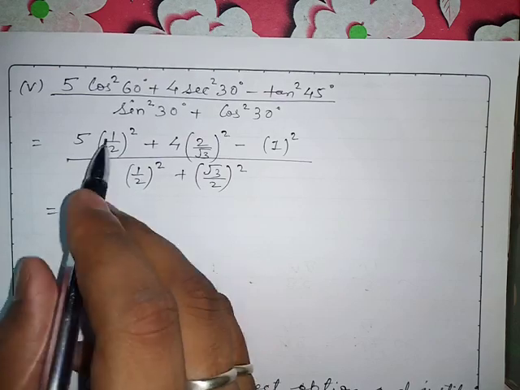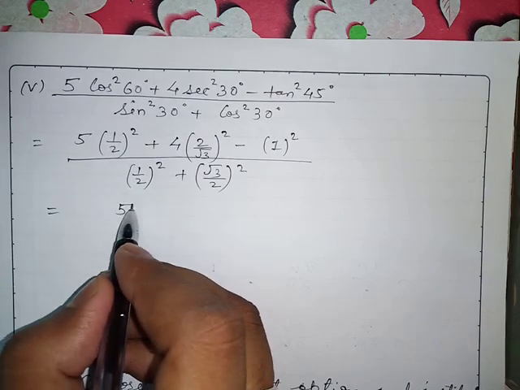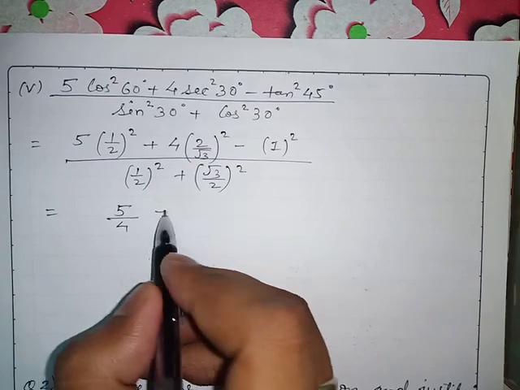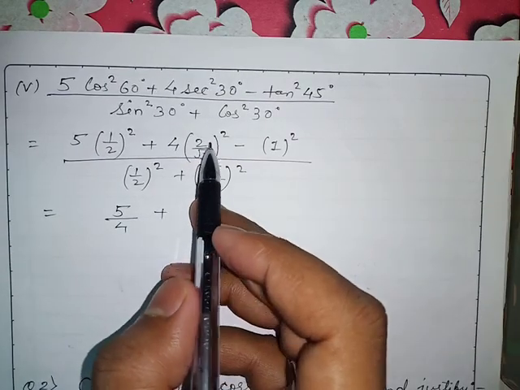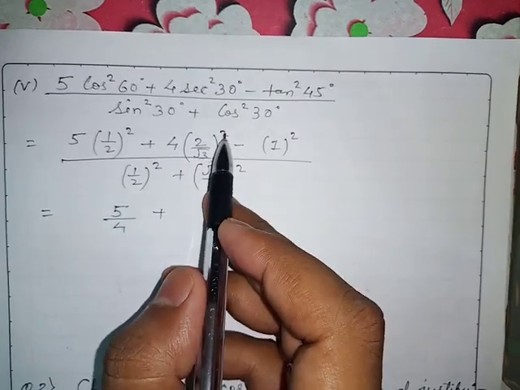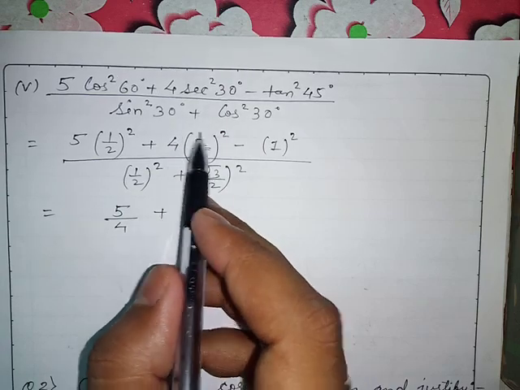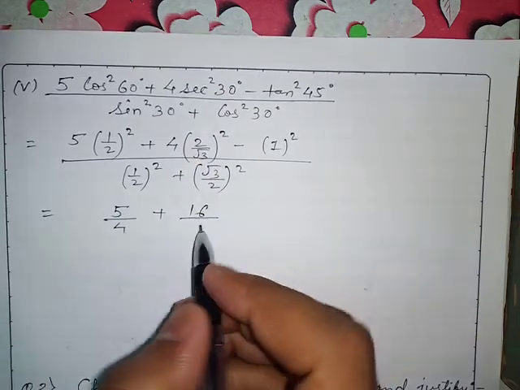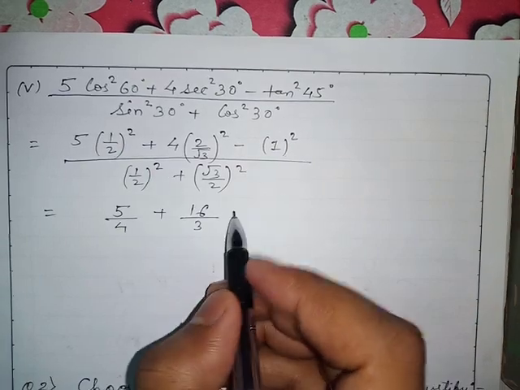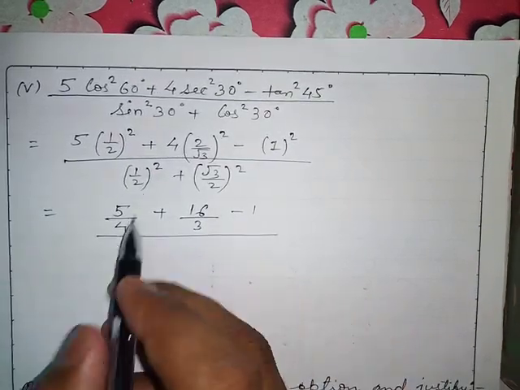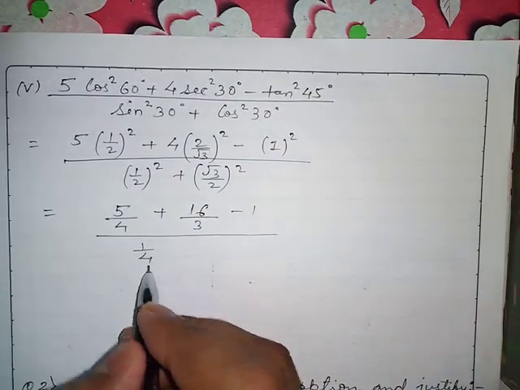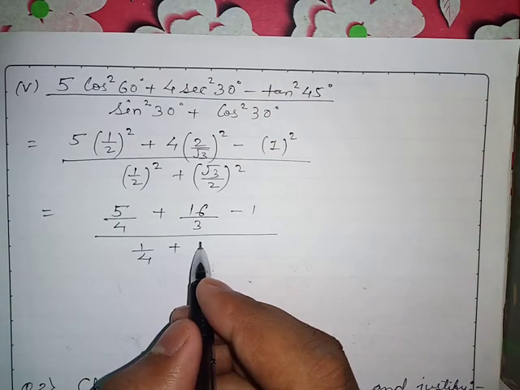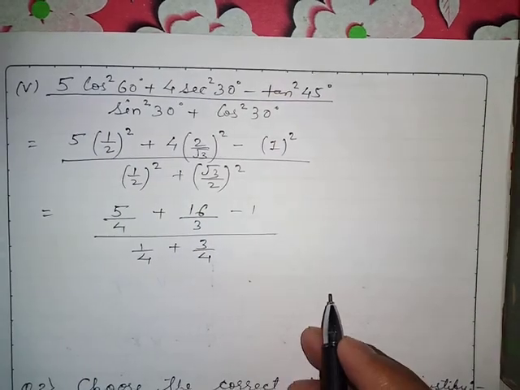So this part will become 5 upon 4 plus, 2 square is 4, root 3 square is 3. So 4 into 4 is 16. So this is 16 by 3 minus 1 by 1 by 4 plus 3 by 4.